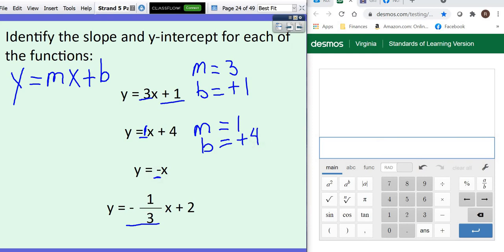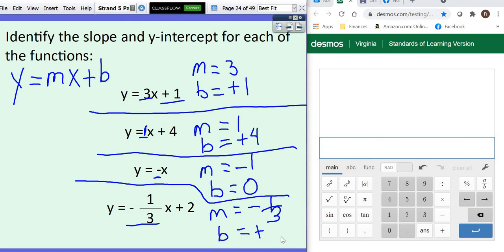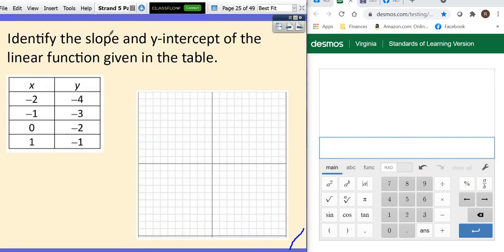In this case, there's a negative sign in front of the x. That means my slope is negative 1. And since there is nothing else in the equation, that means my y-intercept is 0. Okay, I'm going to put some lines in here so I don't confuse anybody. And then finally here, my slope is a negative 1 divided by 3. And my y-intercept is a positive 2. So you've got to be able to look at an equation and be able to decide what your slope and your y-intercept are.